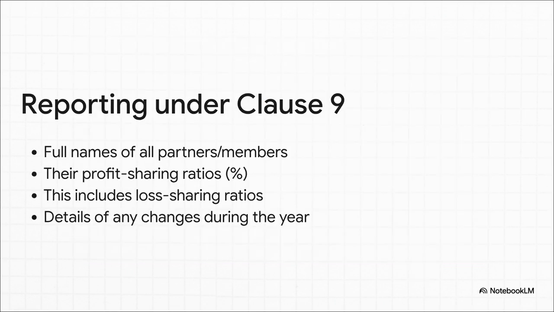It sounds simple on the surface, but as you're about to see, the nuance here is absolutely critical. So to break it down, what do you actually have to report? You need their full names, no abbreviations, and their profit-sharing percentage. Now, here's a key point from the guidance note. This also includes the loss-sharing ratio. Why? Because a loss is really just a negative profit. You also have to make sure you detail any changes that happen during the year, and we'll get to exactly how to do that in just a moment.